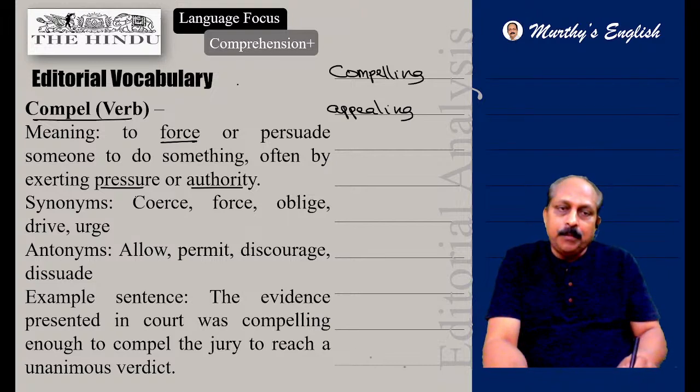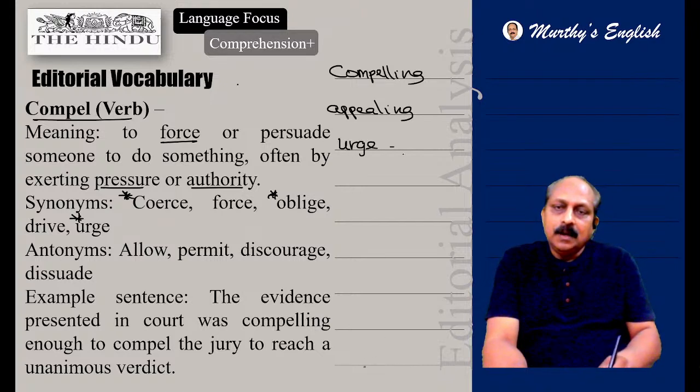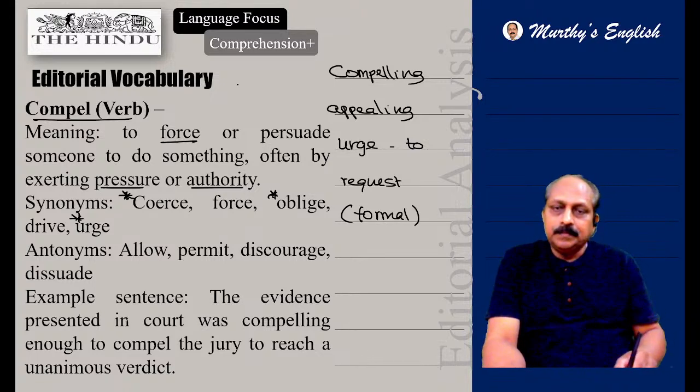Synonyms: coerce, an important word. Force, oblige, from this you get obligation, drive, urge. But urge has a different meaning. Urge means to request. That goes more with the formal situation. To request a lot. Antonyms: allow, permit, discourage, dissuade. Of these words, the important word is dissuade. This you have to remember. It takes the preposition from.